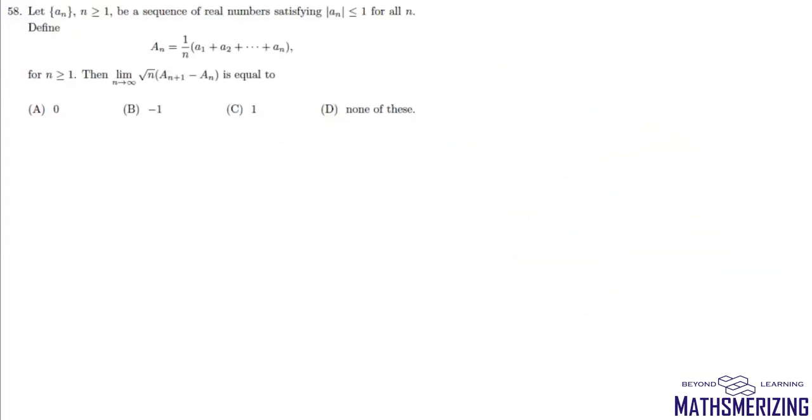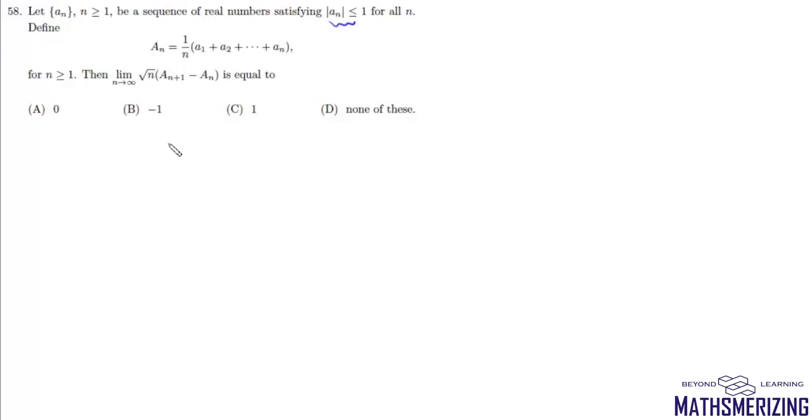Now question number 58 is, let a_n be a sequence of real numbers satisfying mod a_n is less than or equal to 1 for all n. We define A_n as 1/n (a1 plus a2 plus ... plus a_n) for n greater than or equal to 1. We need to find this limit: n tends to infinity, under root n, (A_(n+1) minus A_n).